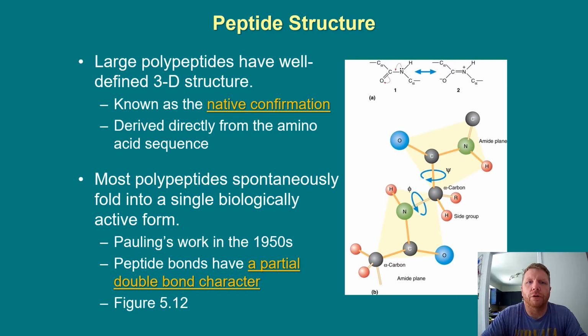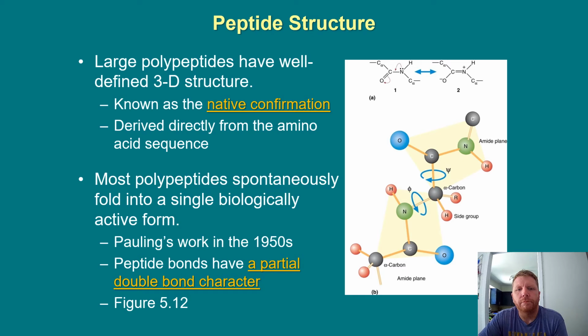Now, peptide structure. Large polypeptides have well-defined three-dimensional structures. This is known as the native conformation, and it's derived directly from the specific amino acid sequence. So, which amino acid is at the N-termini all the way through to the C-termini? That's going to dictate what the 3D structure of that protein is. Now, most polypeptides spontaneously fold into a single biologically active form. This is work done by Linus Pauling, but also confirmed by a guy named Christian Anfinsen.